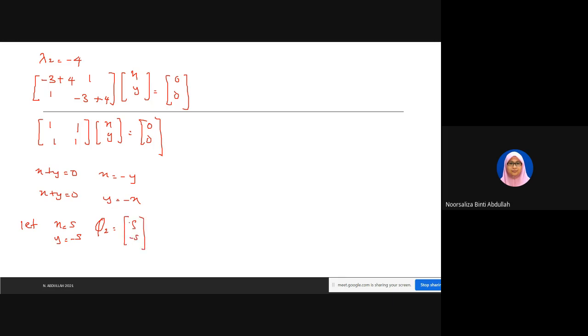Why minus s, doctor? Oh, minus s because y equals minus x. But above it is just s. Here you have minus. So now you have s and minus s. Then you factor out s.